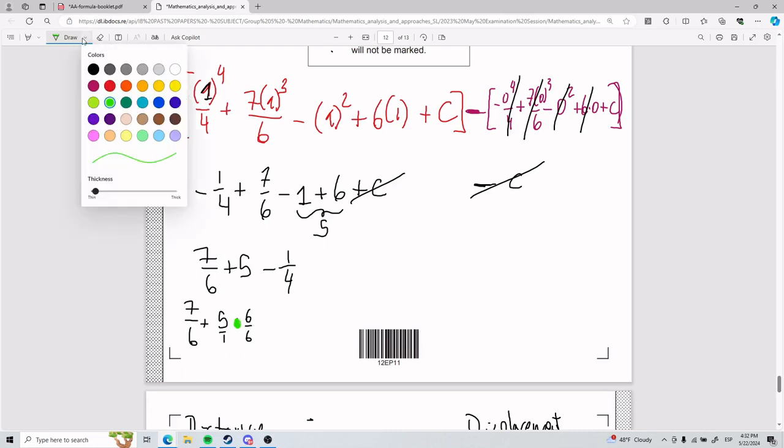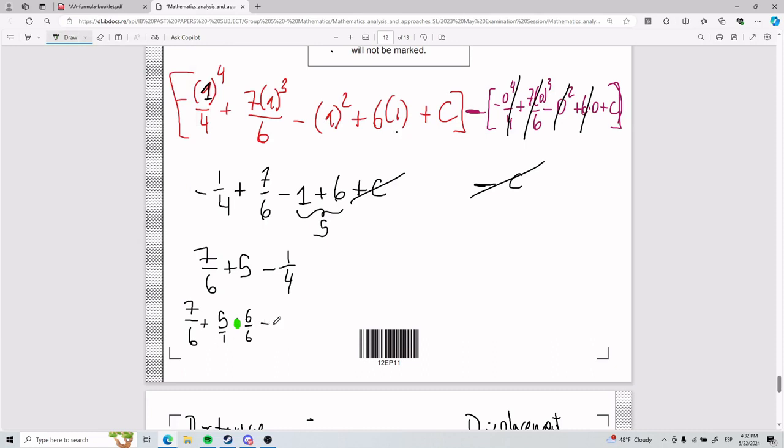I'm not actually changing the number. It just makes it more friendly for the fractions to work with each other. And so in this step, you end up with 7 over 6 plus 5 times 6 is 30 divided by 6. So, all this really was a way for these fractions to interact better. And so from here, you end up with 37 over 6 minus 1 over 4.